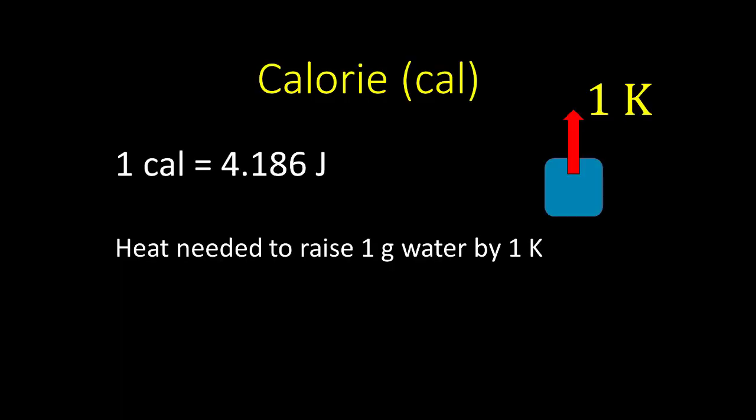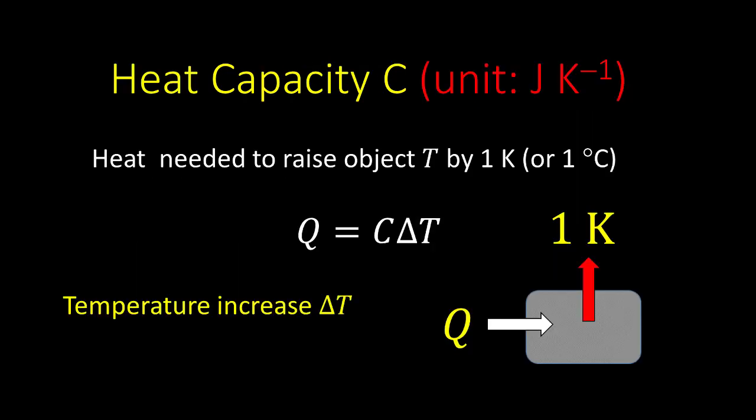A common unit of heat is the calorie, or cal for short, equal to 4.186 joules, to 4 significant figures. This is the quantity of heat needed to raise 1 gram of water by 1 degree centigrade or 1 Kelvin. This brings us to the concept of heat capacity.